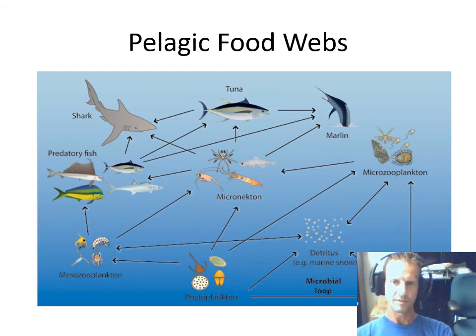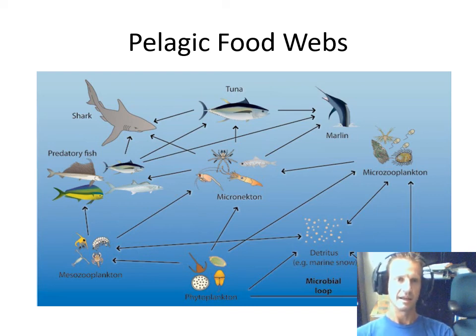So food webs in the pelagic environment are a little more simple than food webs in coastal environments where there are bottom-dwelling organisms that complicate things. And yet, pelagic food webs are still quite complex with many links in the chain. There are many trophic levels in pelagic food webs, and there's also complicated cross connections.